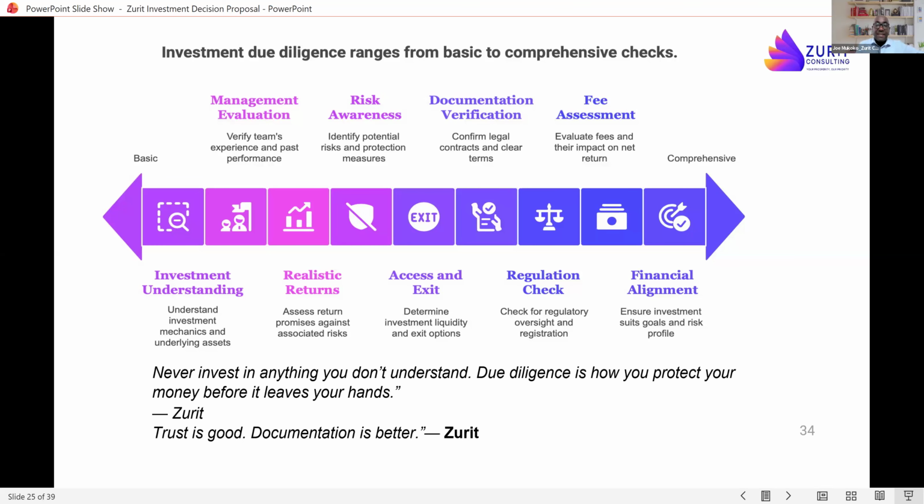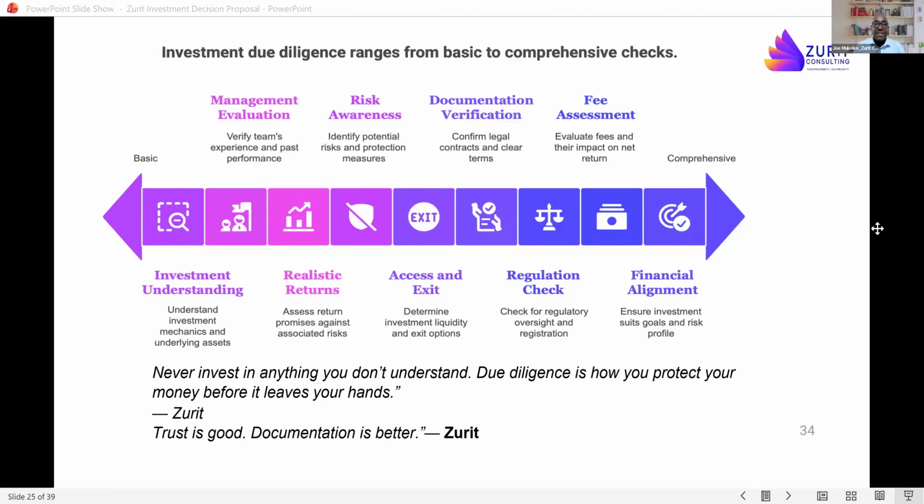So there is the basic due diligence to the most comprehensive due diligence. And at Zurich, we highly recommend do not invest in anything you do not understand. Because remember, once you invest, the money has left your hand. So with due diligence, it helps you know, okay, I've removed my wallet, this is where my money has gone. And it starts from the most basic to the comprehensive.